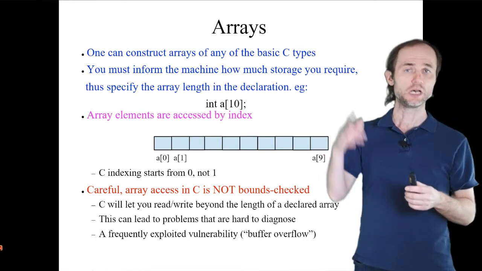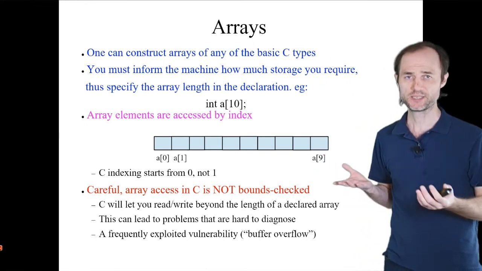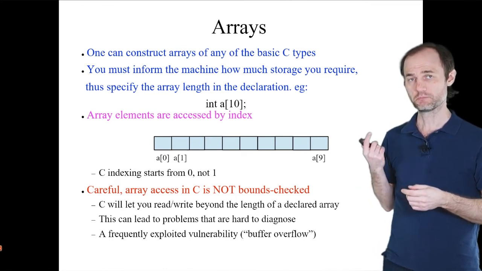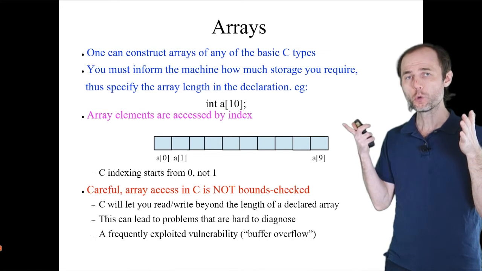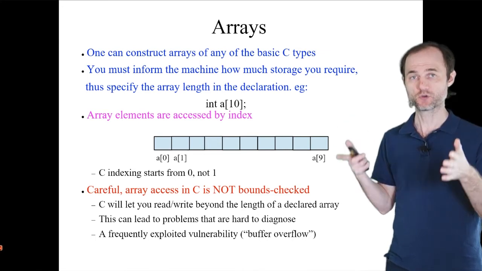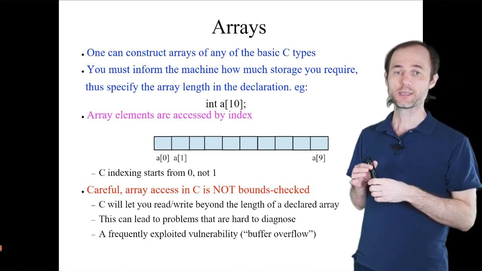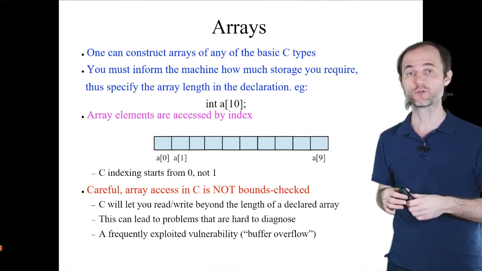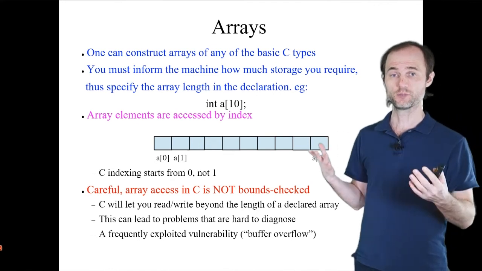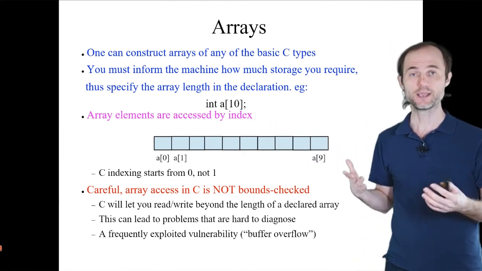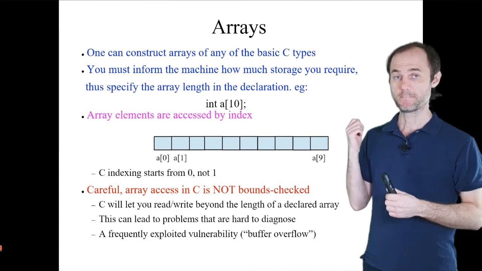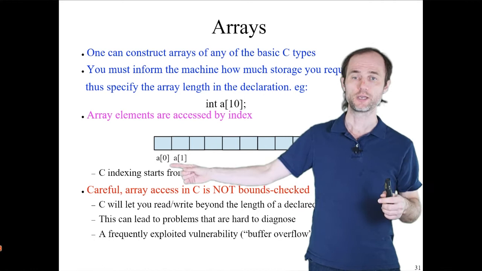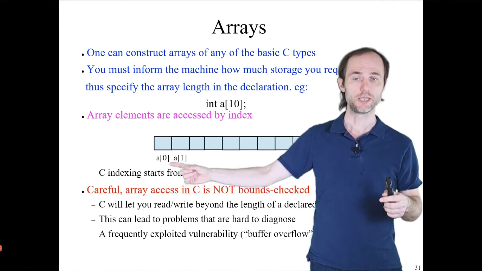And we can construct arrays of any basic C types. But you need to tell the compiler how many elements you want the array to hold. You specify this length of the array in the declaration. For instance, if you want to create an array of integers of 10 elements, then you type int a[10]. In order to access the elements, like shown here, you can write a[0] using square brackets.